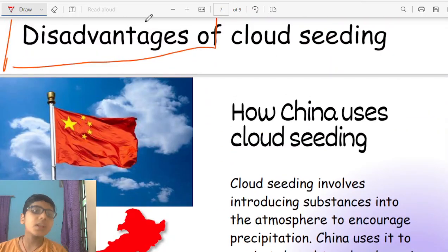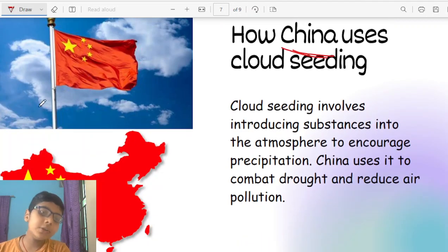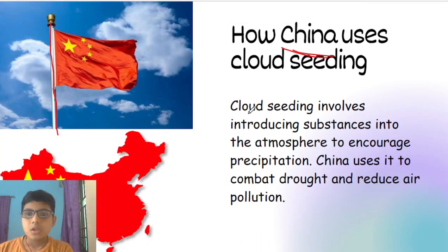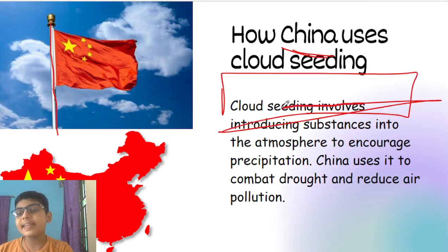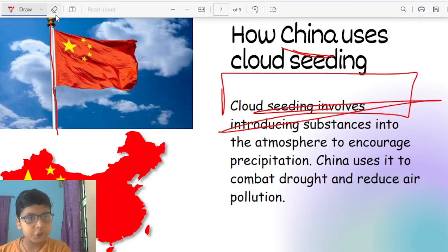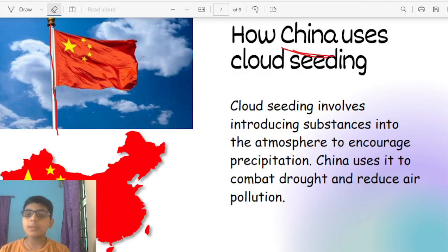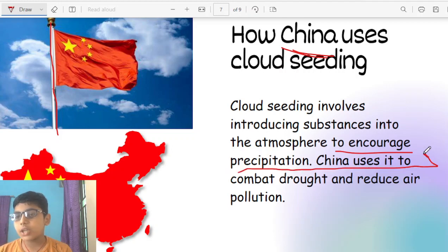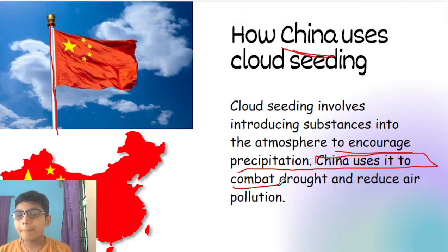How does China use cloud seeding? China is one country that uses cloud seeding, which involves the introduction of substances into the atmosphere to encourage precipitation. China uses it to combat drought and reduce air pollution.